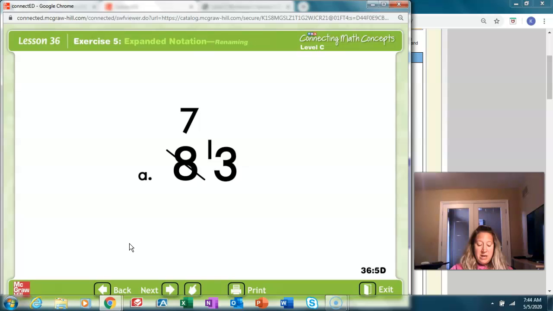So go ahead and make the new place value fact for 58. So you cross out the 5 and put a 4. And then to the 8, you add a 10. And so now what is your new place value fact? 40 plus 18. Great. Good job.